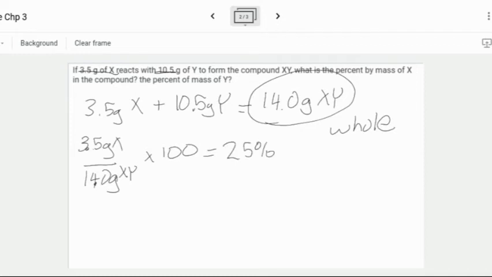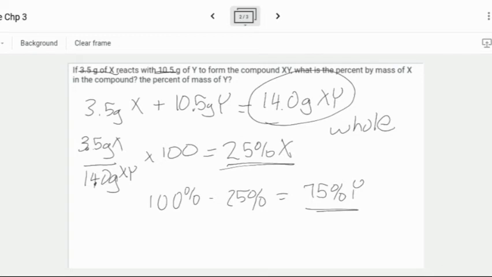Now you can easily look at it and say, okay, well, there's only two parts to it. So 100% subtract 25%, the percent X, will give us 75% for Y. All right, so these are our two final answers.